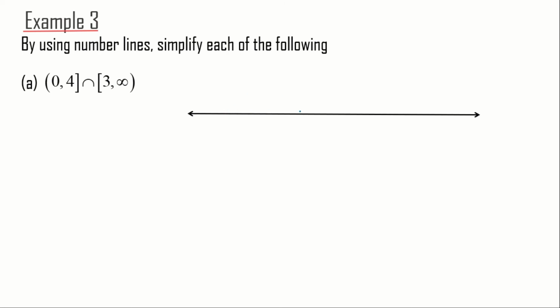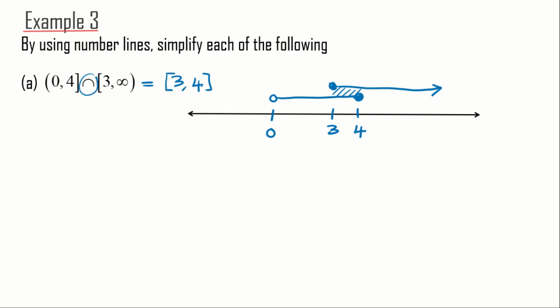Let's say this is 0. Make sure you arrange your numbers in ascending order. That is very important. So from 0 until 4, 0 is open, 4 is closed, so right there. And we have from 3 to infinity, meaning 3 to the right, and 3 is closed. So we are looking for the intersection. The lines intersect from 3 until 4, 3 is closed, 4 also closed, so for both of them we are going to use the square bracket.